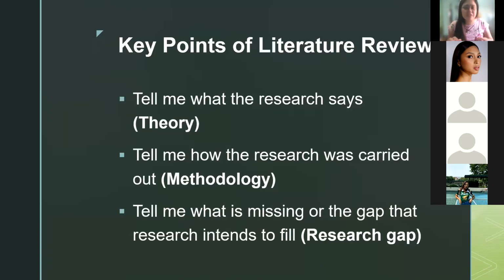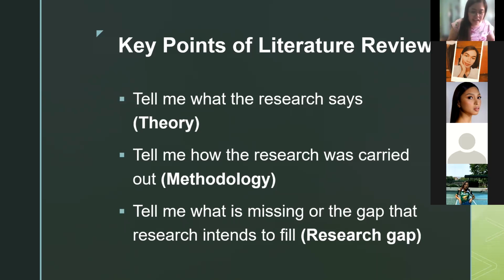Now, what are the key points of literature review? When you're going to make your own RRL, you have to include the following things, meaning you have to tell your audience or your own readers the following. So you have to tell them what the research says. So if you found a study related to your study, when you write it in your RRL, of course you have to tell your reader what this study found, what it discovered, or what its theory is.